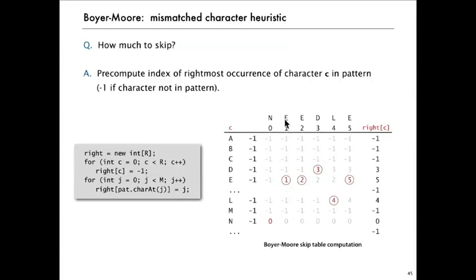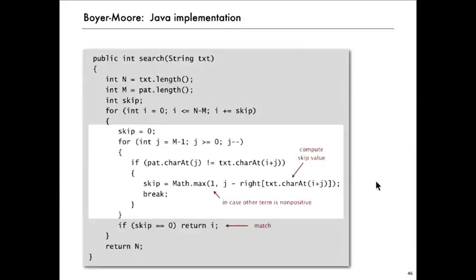And then we go to j equals 1. For the E, E, D, L, it's the same. What happens is if you do that for every letter in the pattern, if you have a letter that appears more often, it gets overwritten until the rightmost occurrence is the one that's there. So that pre-computation is just one pass through the pattern.